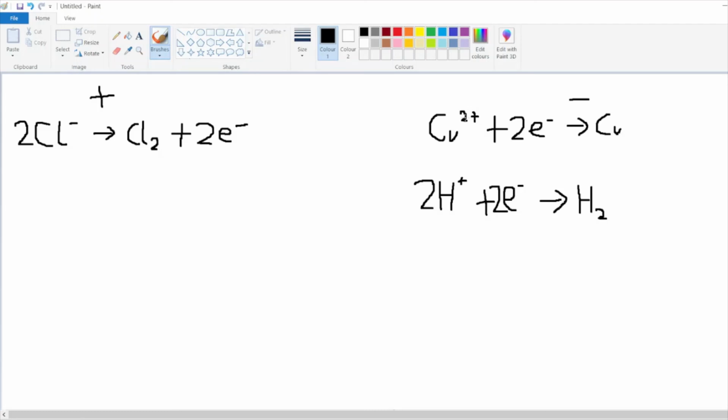We would have Cu 2 plus, so we would need 2 electrons because it's 2 plus, so it has 2 fewer electrons than protons, so it needs 2 more to be a neutral atom. And then at the anode we would have the oxidation of negative hydroxide ions, OH minus ions. See if you can figure out the half equation for this.